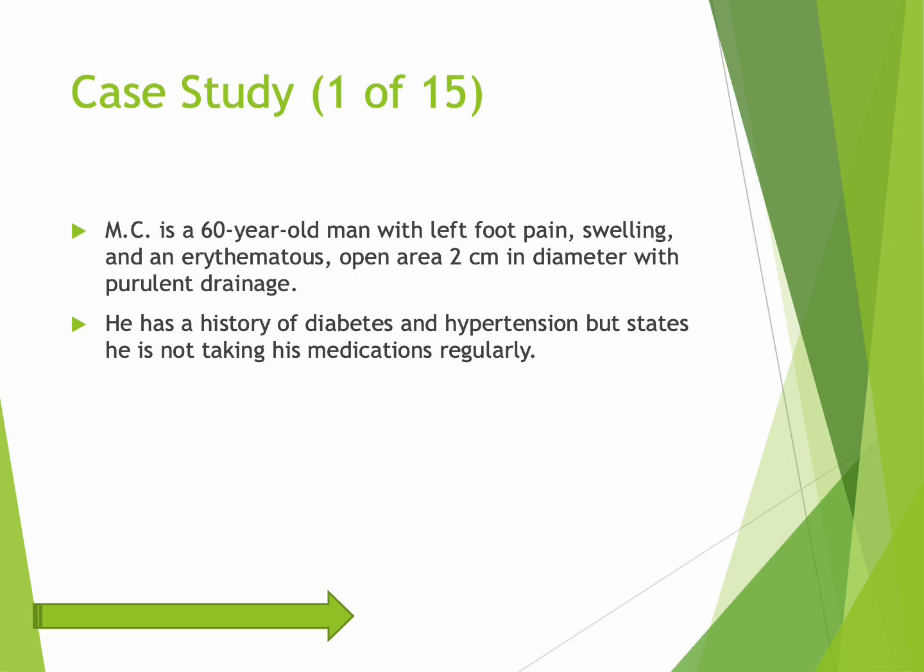All right, so MC is a 60-year-old man with left foot pain, swelling, open area 2 centimeters in diameter with purulent drainage. He has a history of diabetes, hypertension, but states he is not taking his medications regularly. Hey, listen, this is going to happen all of the time. So this is going to be our case study that we're going to be going over. So try to remember these little pieces of information. 60-year-old man, left foot pain, swelling, erythema, 2 centimeter diameter, open area, purulent drainage, diabetes, hypertension. He's not taking his medications.